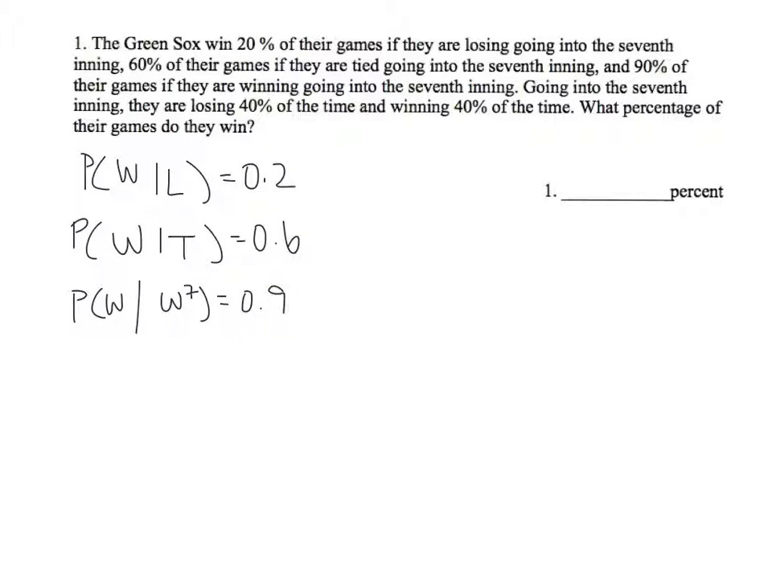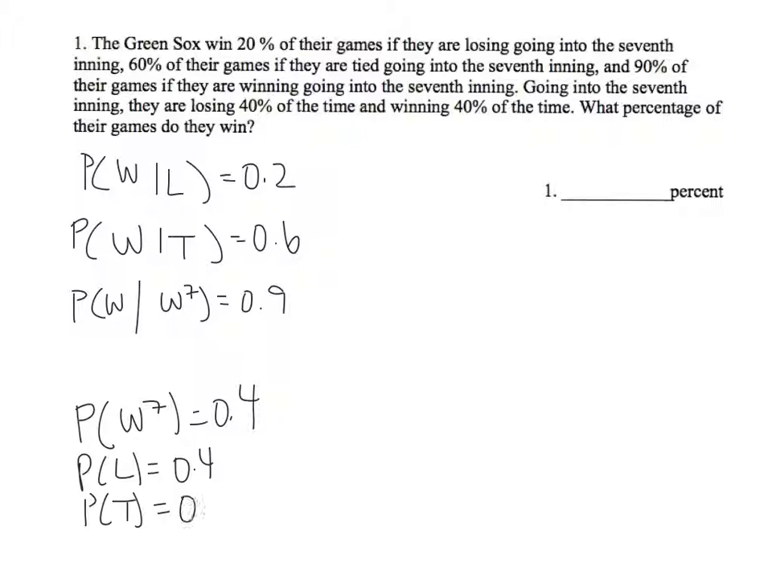From there, we are told the probability of winning going into the 7th is 0.4. The probability of losing going into the 7th is 0.4. That means the probability of tying going into the 7th is 0.2. These have to sum to 1. Remember, these all refer to the 7th inning.